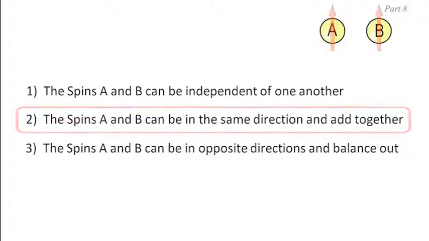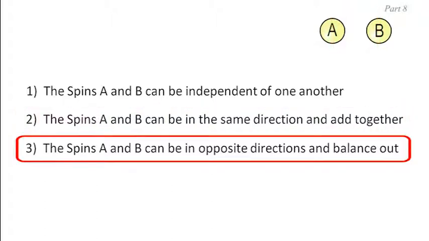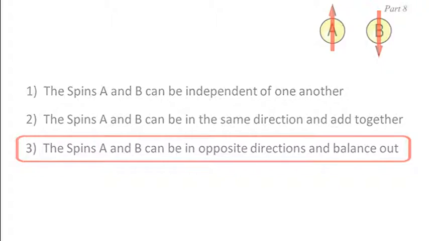Thirdly, and this will be looked at in the next video, there is the situation where the spins of the two electrons are in opposite directions to one another. If you like, the spins balance out. As we think about this in the next video, it will take us into some of the detail of quantum entanglement, and will finally enable us to appreciate something of the magic or mystery of quantum entanglement.